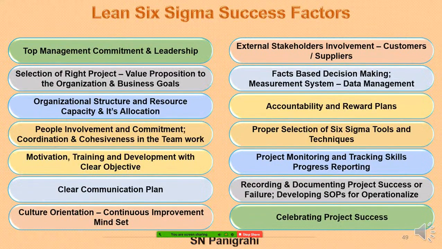Then proper selection of the Six Sigma tools, because there are n number of tools. All tools may not be essential, but the essentially required tools we have to adopt. Then monitoring the project, tracking the scale and progress reporting, then recording and documenting is very important. That is what we did in the control phase. So that is very important. Then celebrate the success. So this is the basic concept of Lean Six Sigma.